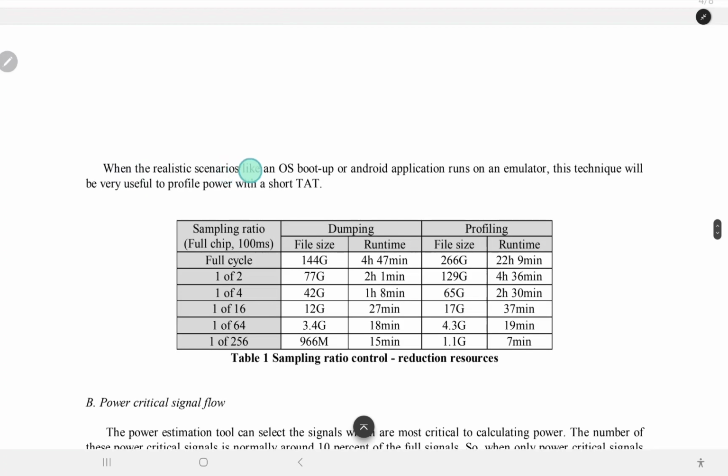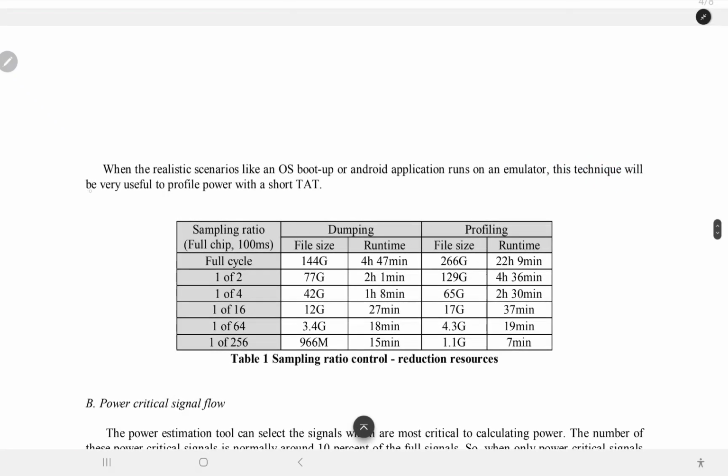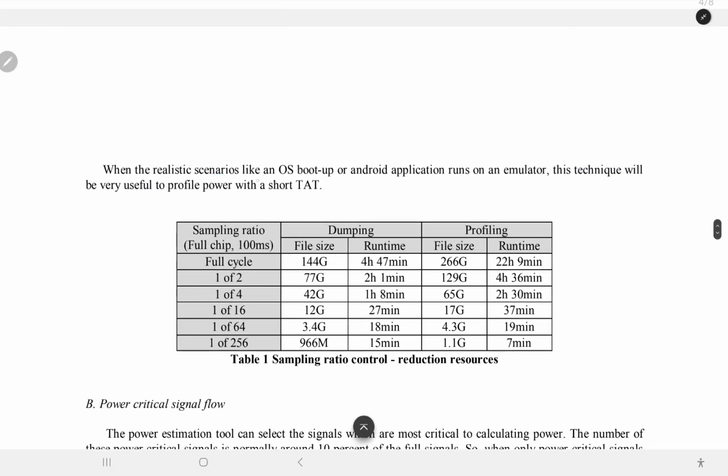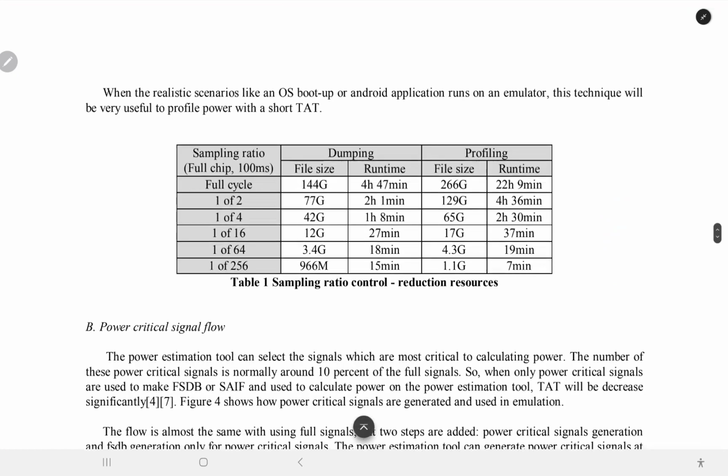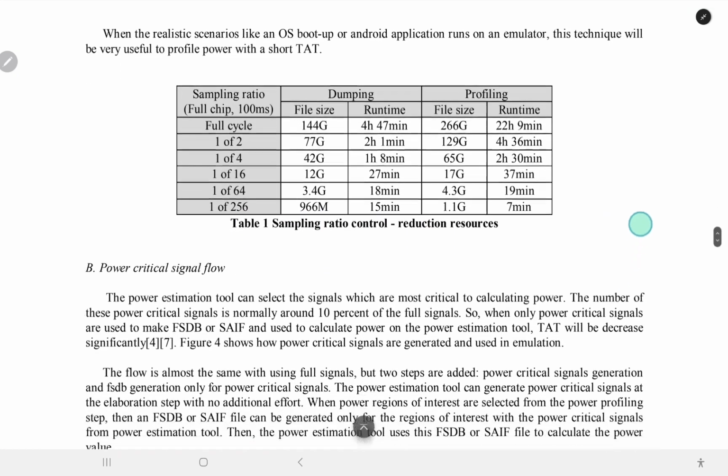When a realistic scenario like OS boot-up or an Android application runs on an emulator, this technique will be very useful to profile power with a short TAT. Table 1, sampling ratio control and reduction of resources.